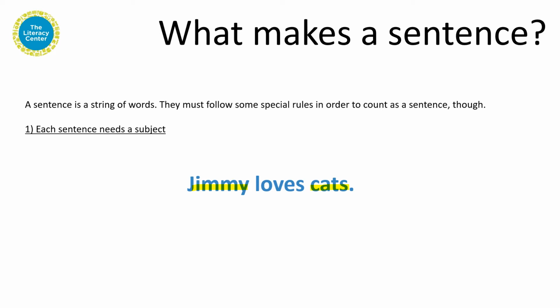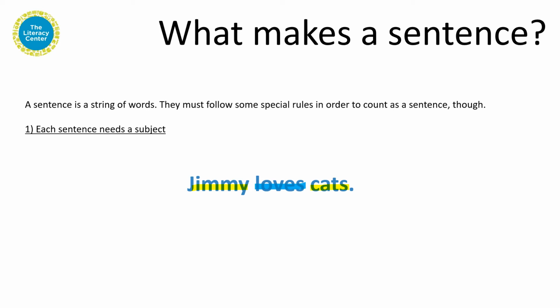And I'm going to tell you that it's Jimmy. Jimmy is what this sentence is all about. And that's because we're being told what Jimmy's doing. Jimmy is loving something, in this case is cats. And of course, everyone loves cats, so that makes sense. Jimmy loves cats. Jimmy is what the sentence is all about.